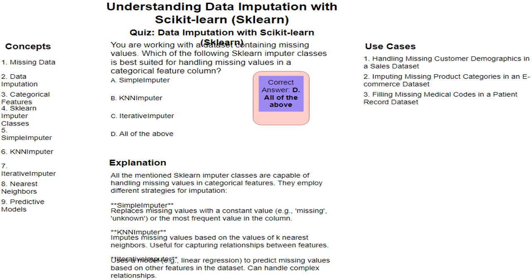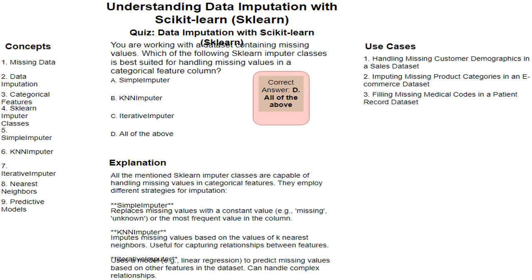Iterative imputer can handle categorical features by using a model, e.g. linear regression, to predict missing values based on other features in the dataset. This approach can capture complex relationships and dependencies between features. True. All the mentioned sklearn imputer classes, simple imputer, KNN imputer, and iterative imputer, are capable of handling missing values in categorical features, each using a different strategy. True. D. All of the above.